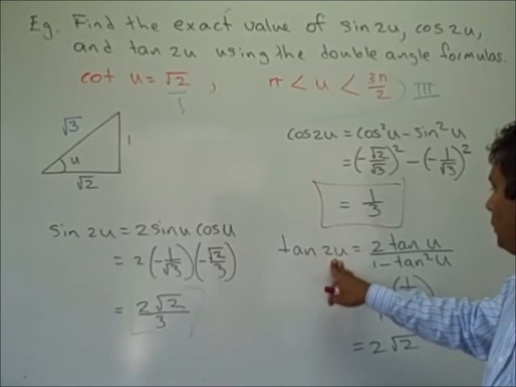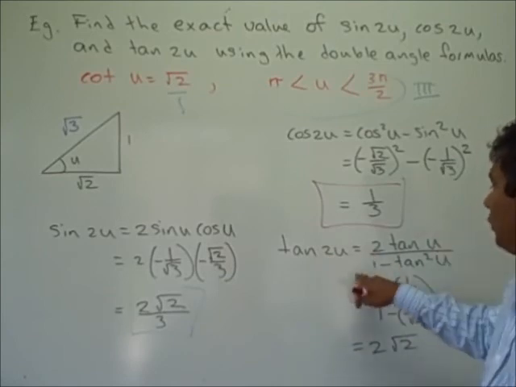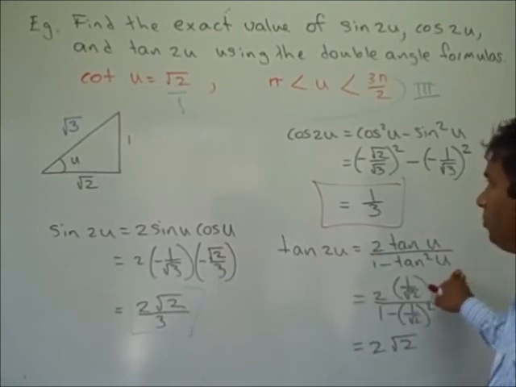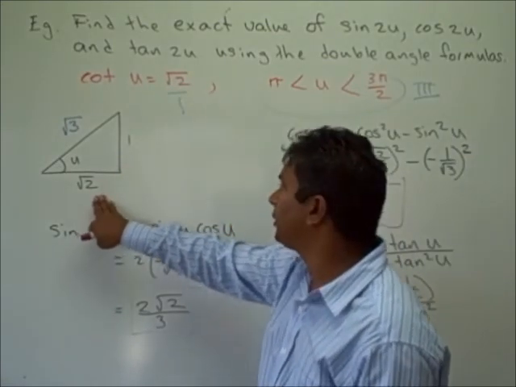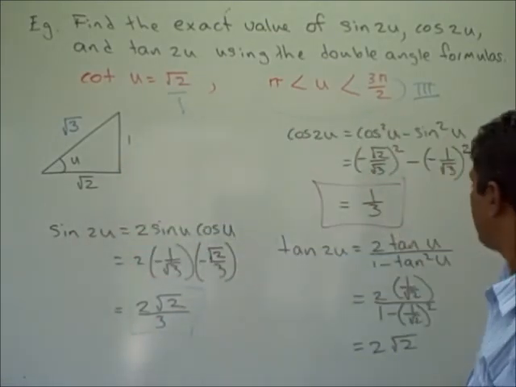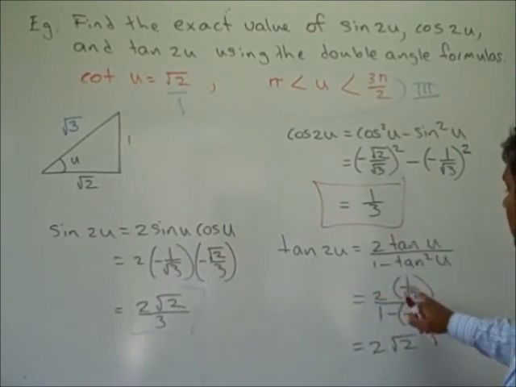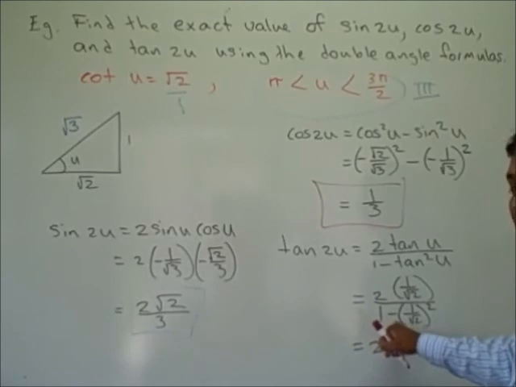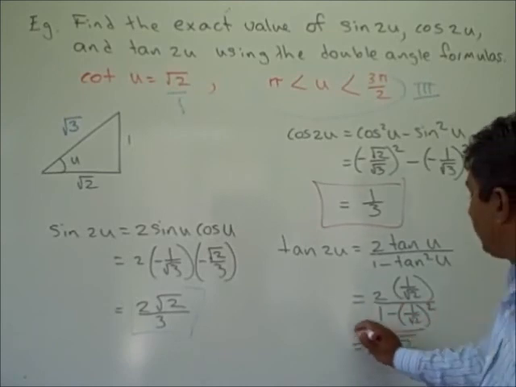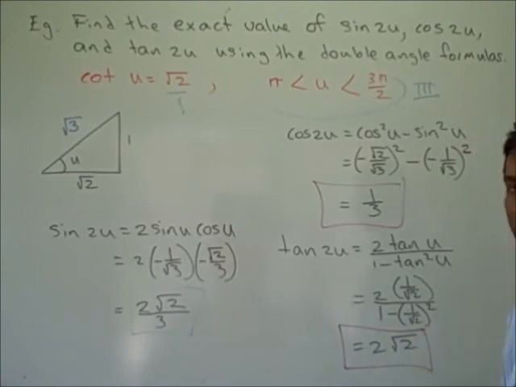Similarly, tan 2u is equal to 2 tan u over 1 minus tan squared u. Tan is equal to the opposite over the adjacent, so this becomes 1 over the square root of 2. So now we have 2 times tan u, which is 1 over the square root of 2, all over 1 minus 1 over the square root of 2 squared, which simplifies to give us 2 radical 2.